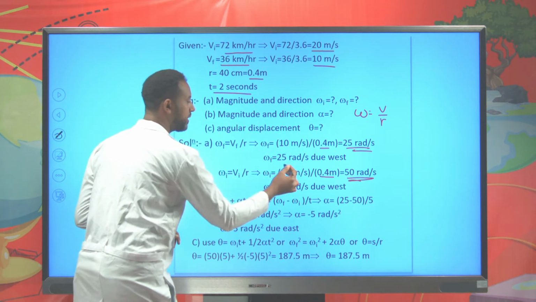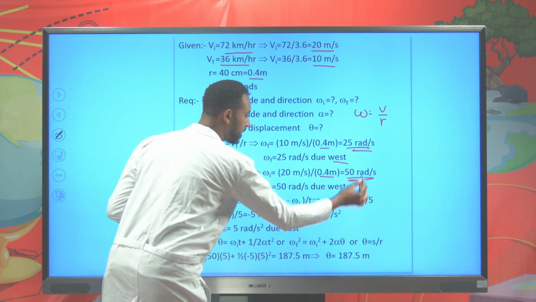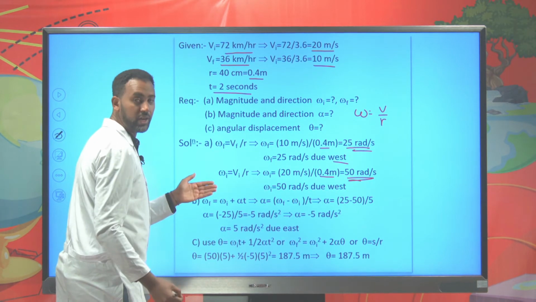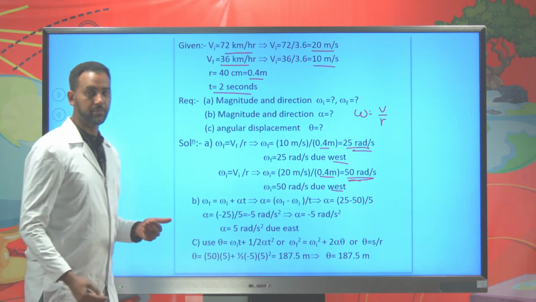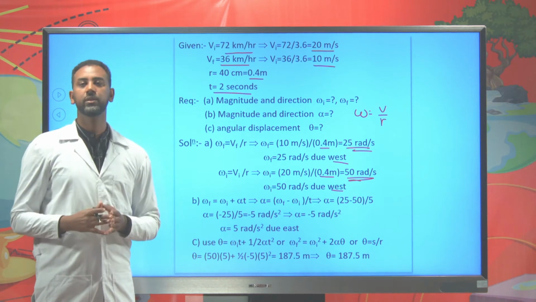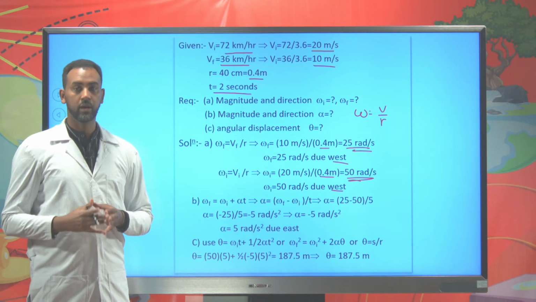The final angular velocity is 25 rad per second, acting due west. The initial angular velocity is 50 rad per second, also acting due west. And then how do we determine the angular acceleration?